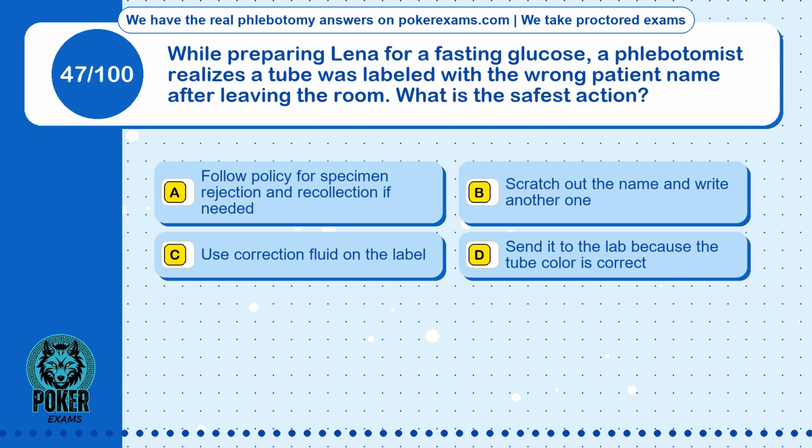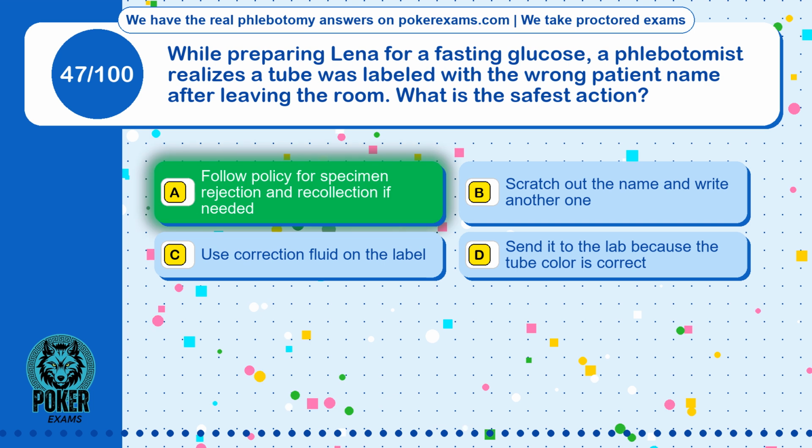Question 47. While preparing Lena for a fasting glucose, a phlebotomist realizes a tube was labeled with the wrong patient name after leaving the room. What is the safest action? Option A, follow policy for specimen rejection and recollection if needed. Option B, scratch out the name and write another one. Option C, use correction fluid on the label. Option D, send it to the lab because the tube color is correct.